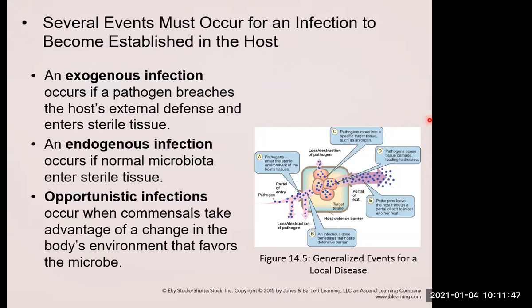People who are immunocompromised are prone to opportunistic infections. I want you all to know that. So what can cause immunocompromisation? We'll think of maybe two or three things. What can cause a lower immune system in a patient?